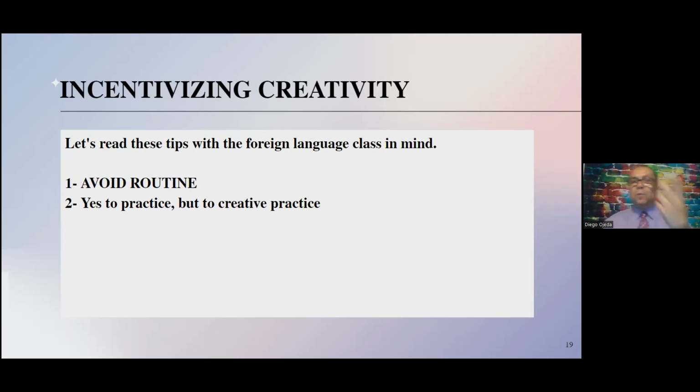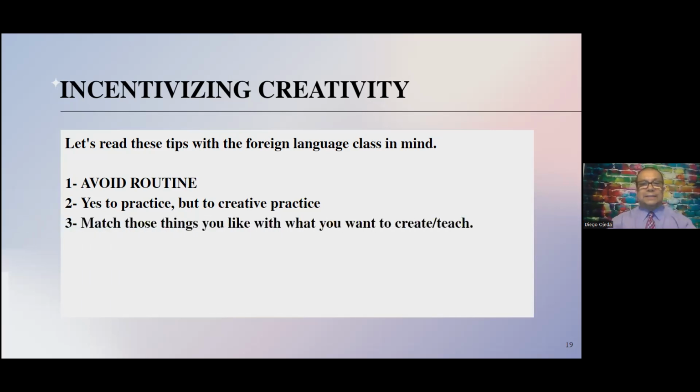Creative practice is when we allow the students to produce and to play and to make mistakes with the language. When we open the floor, let's use what we know. Let's try to express something about this topic. Let's talk about this. And they make mistakes, and you're not correcting those mistakes. Productive practice.